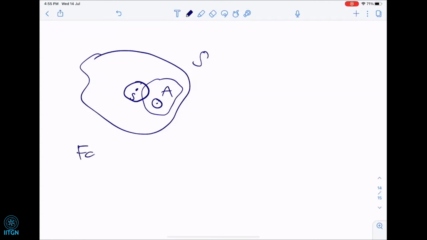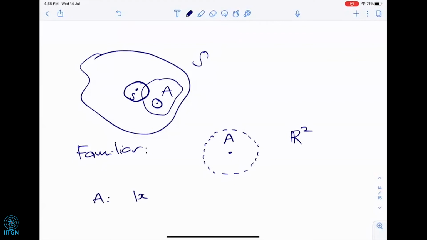The familiar examples are always in Euclidean space. So let's consider this, which is an actual open disk in R2. This is the unit circle, let's say, and I consider A to be this set. A is the set of all x such that mod x is less than 1. So it's the unit circle and everything inside it.